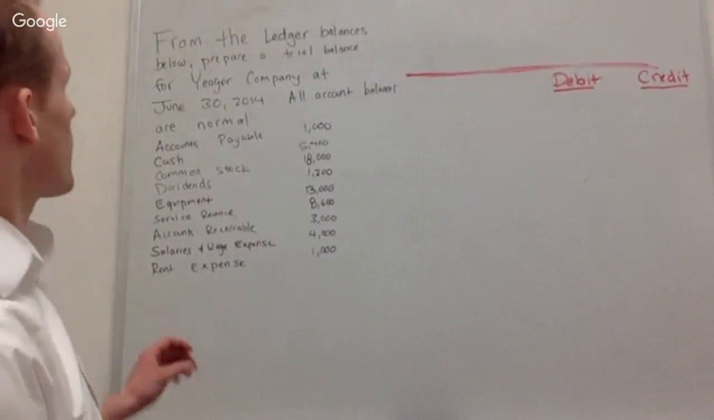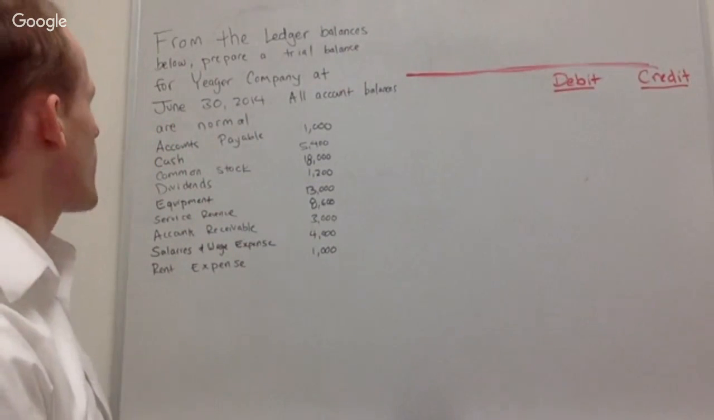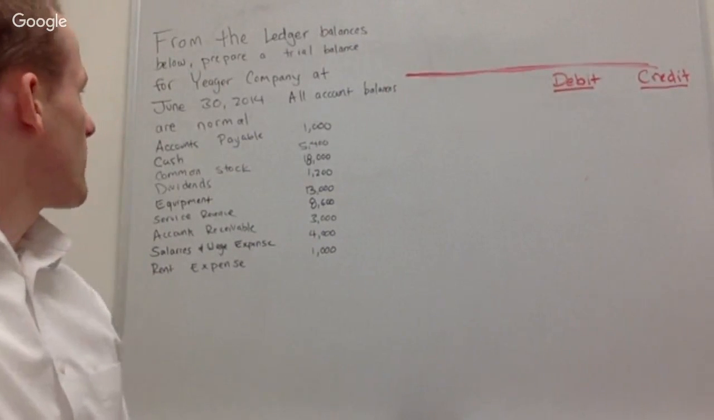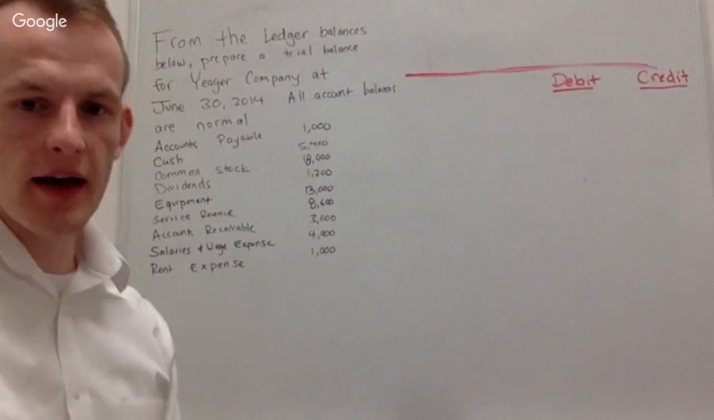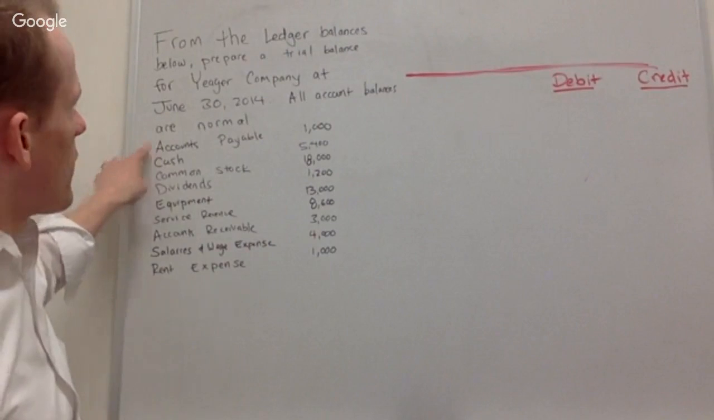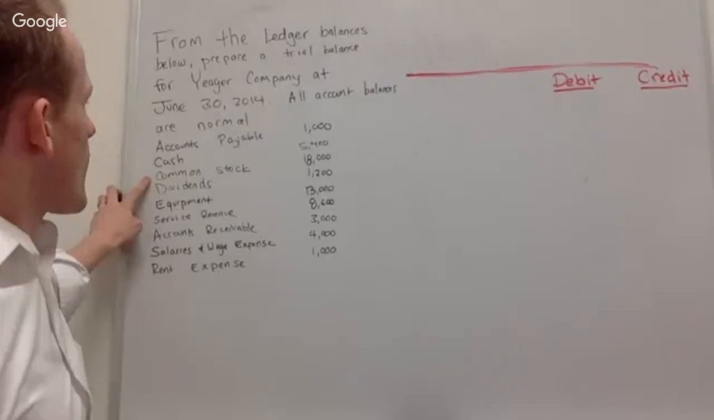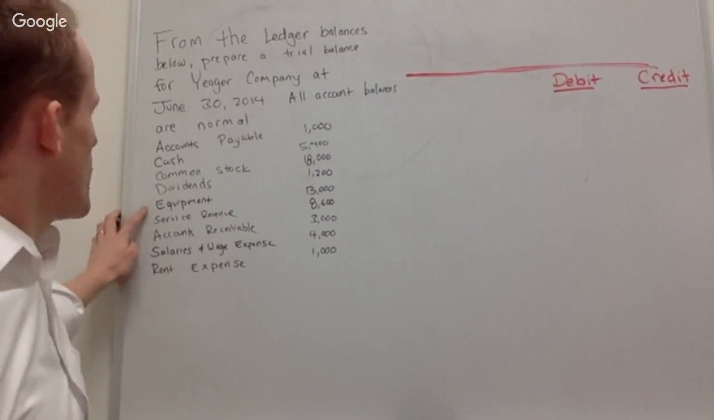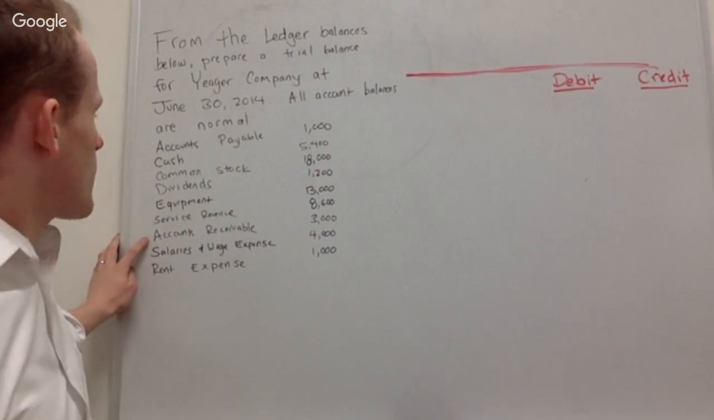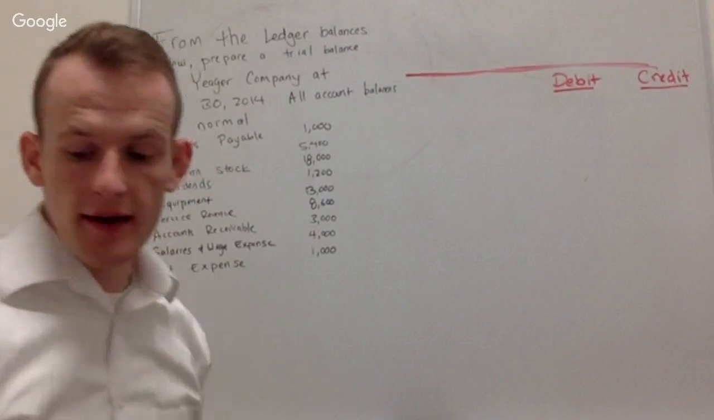The question is, from the ledger balances below, prepare a trial balance for Yeager Company at June 30th, 2014. It also mentions all account balances are normal. I listed all the accounts in the brief exercise: accounts payable $1,000, cash $5,400, common stock $18,000, dividends $1,200, equipment $13,000, service revenue $8,600, accounts receivable $3,000, salary and wage expense $4,000, rent expense $1,000.